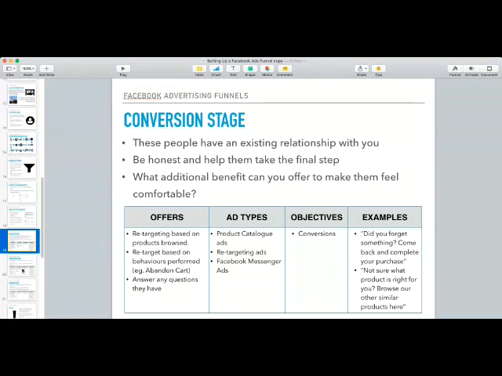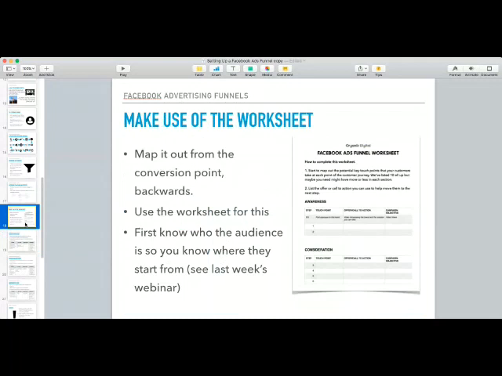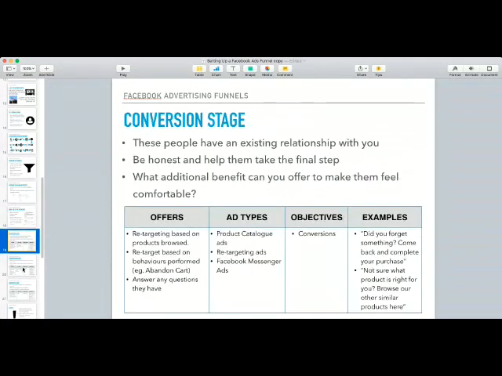So as in what touch point it is, what's the offer or the call to action that you want them to get, and then what the campaign objective is. So that's the conversion stage, working backwards.